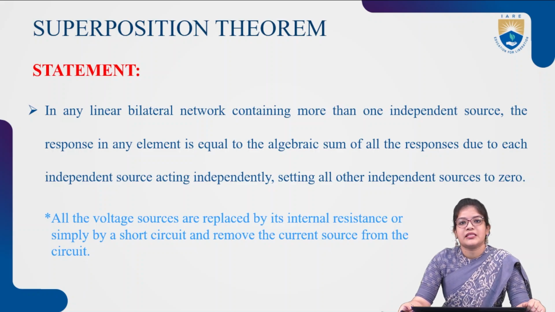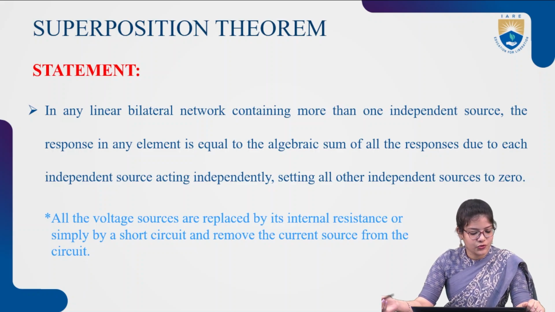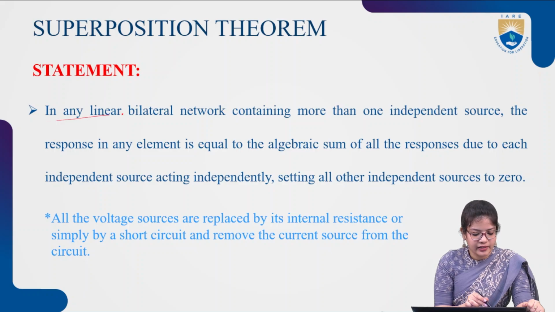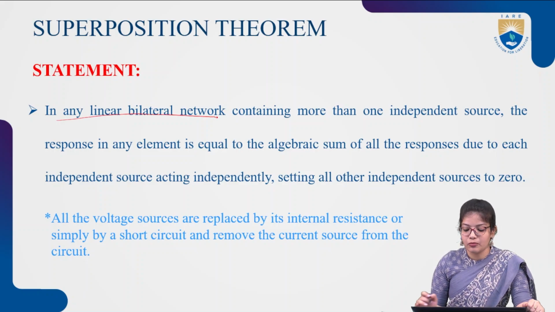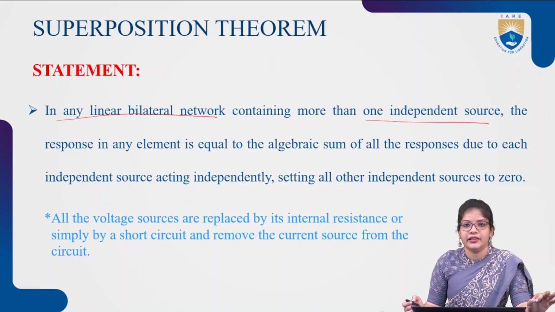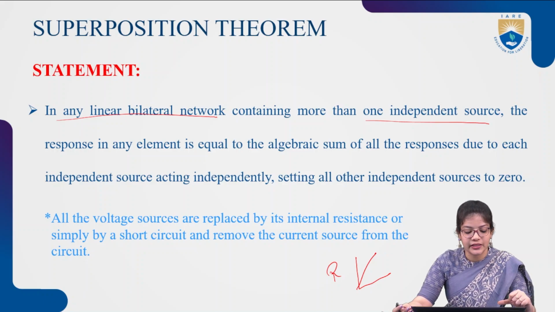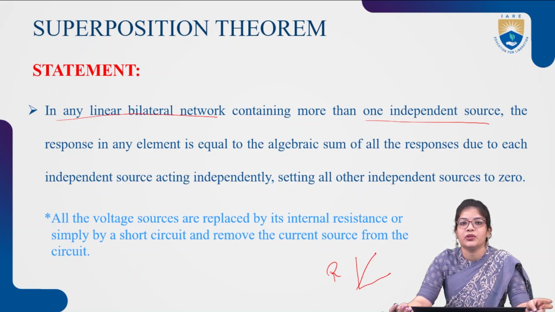So first, coming to the statement of the superposition theorem: it applies in a linear bilateral network containing more than one independent source. That means the circuit should be linear. Linear is nothing but the output of the element being constant. For example, if we take resistance, the output of the resistance will be linear. So here we are going to use only linear elements, in a linear and bilateral network. A bilateral network is nothing but one that conducts in both directions.